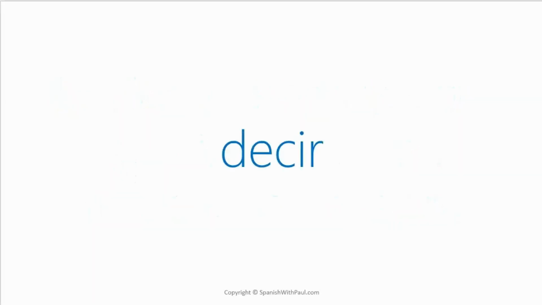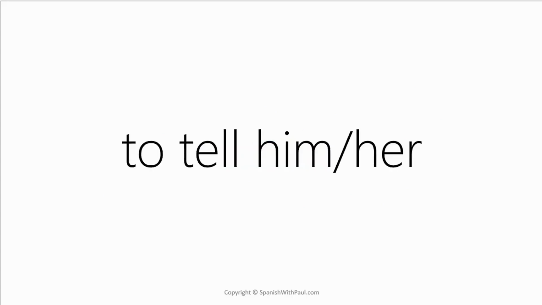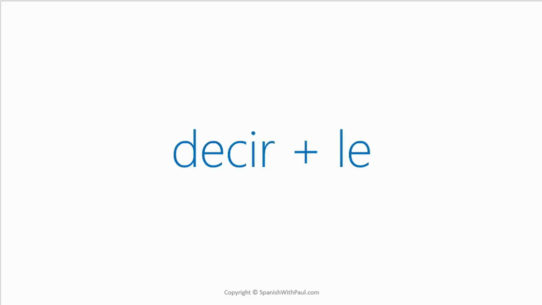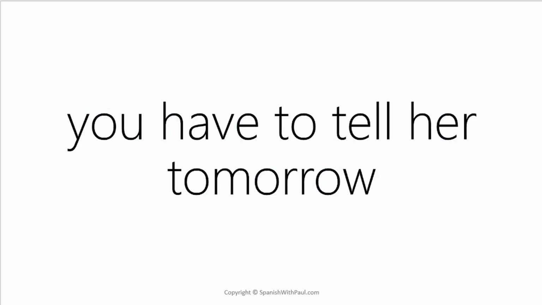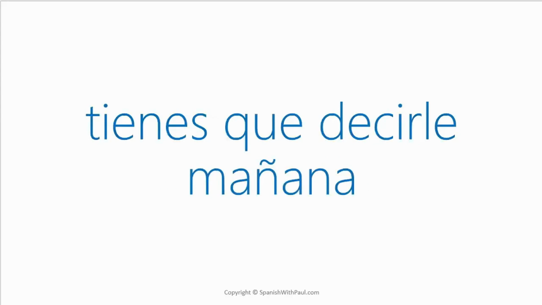If we take the verb decir and we want to express to tell him or to tell her, as we discussed in a previous module, we use the pronoun of le. So to tell him or to tell her becomes decirle. How would you say, you have to tell him tonight? Tienes que decirle esta noche. You have to tell her tomorrow. Tienes que decirle mañana.